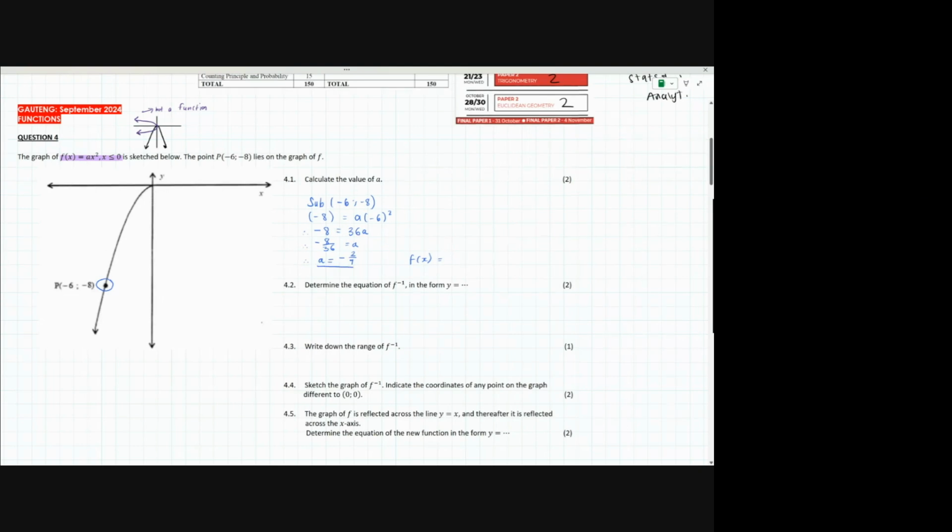Now, remember I said this to you before, I always write down my equation. Even though the question just asked me to calculate the value of A, and I've done that, I'm going to write down the equation of the graph because inevitably I'm going to use that again. So yes, this is not what the question asked of me, but I'm going to write it down anyways because I'm probably going to have to use this again. Right, 4.2 then says determine the equation of f to the -1, so the inverse, in the form y equals.